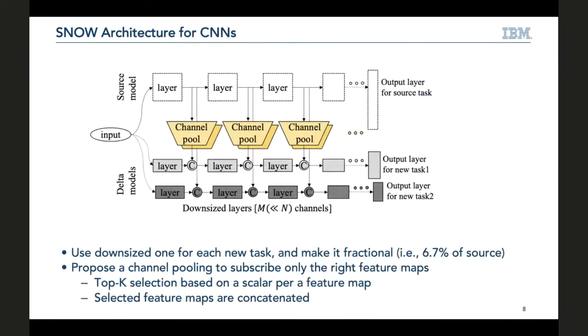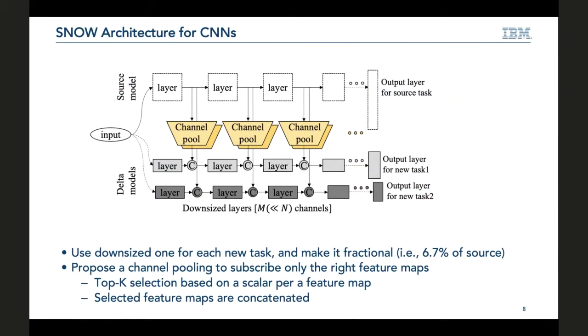So this is a high-level overview of the SNOW architecture. As I described, we want to reuse all the intermediate features of the source model across n number of models, because from the Taylor expansion, we know that they need it for approximation purposes. But the question is how we deliver the information from the source model to the n number of target models. That's what we are doing in the SNOW architecture.